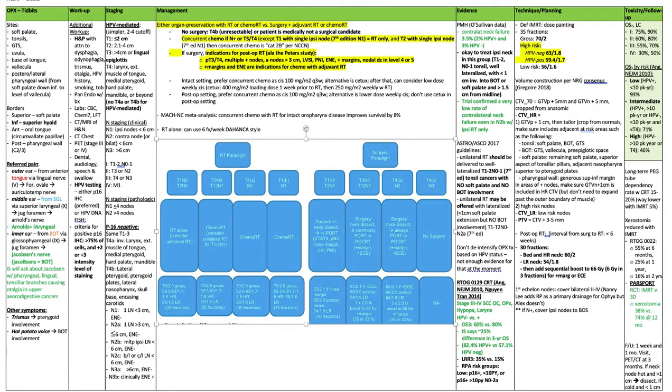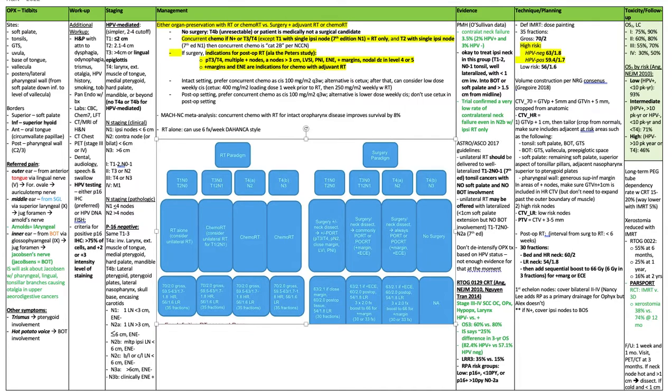If the patient gets surgery, then the indications for post-op radiation per the Peters study are pT3 or T4, multiple positive nodes, nodes greater than 3 centimeters, LVSI, PNI, extranodal extension, positive margins, and nodal disease in levels 4 or 5. Positive margins and extranodal extension are indications for chemo with adjuvant radiation.